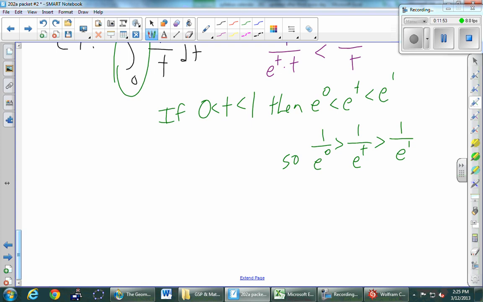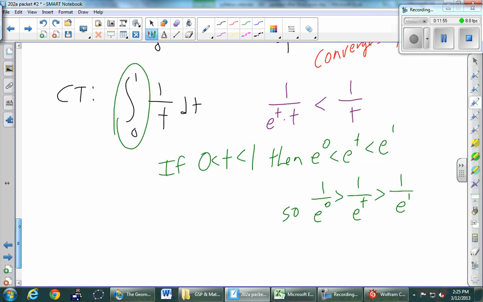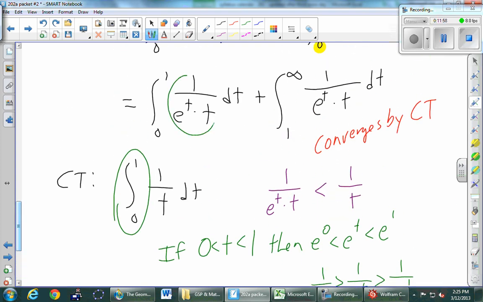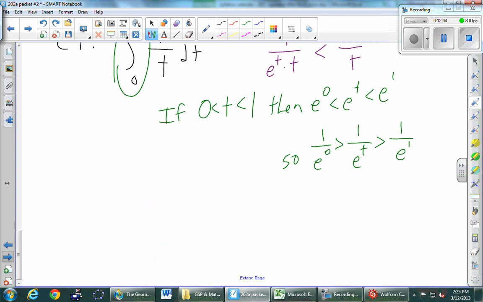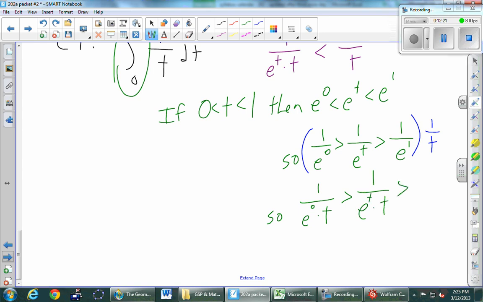And then finally, remember the whole goal was to build this fraction. So the only thing I need to do is stick some t's on the bottoms. So I'm quite happy to multiply this whole thing by 1 over t to put some t's in the bottoms. So then our last conclusion here is that 1 over e to the 0 times t is definitely bigger than 1 over e to the t times t. That's the thing I've been trying to build, which is definitely bigger than 1 over e to the first times t.